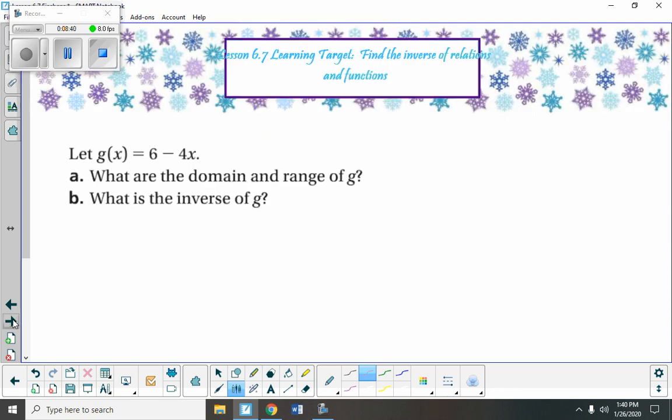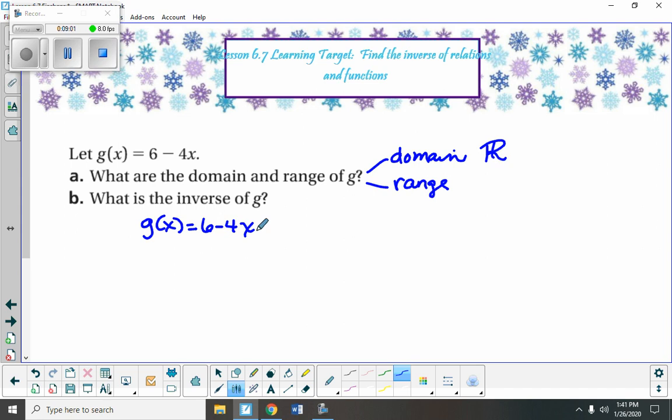Let's do another. So here we have g of x is equal to 6 minus 4x. What are the domain and the range? Well, the domain could be anything. If we made an xy chart, we could plug anything for x. So we would say that it's all reals. And if we plug in anything, anything can come out. So the range is all reals.